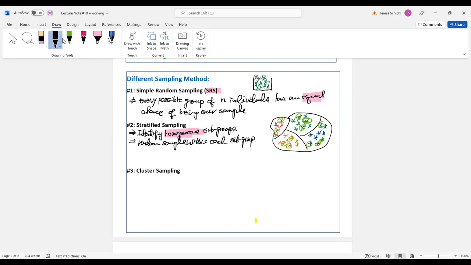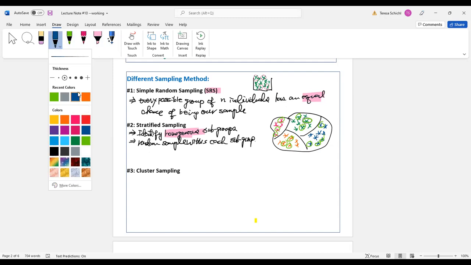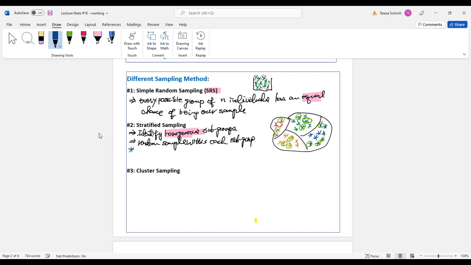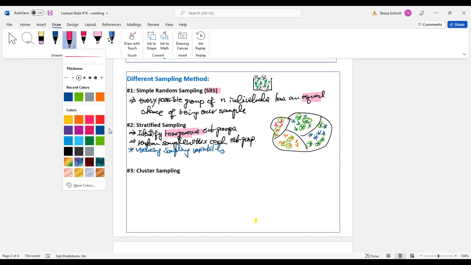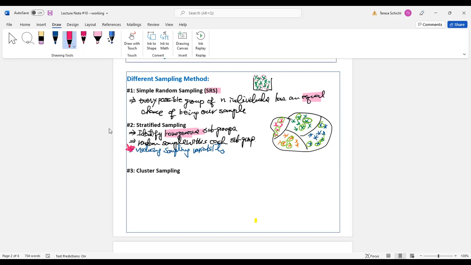And one of the biggest advantages here is that it reduces sampling variability. So the reduced sampling variability is the most important characteristic for the stratified sample.